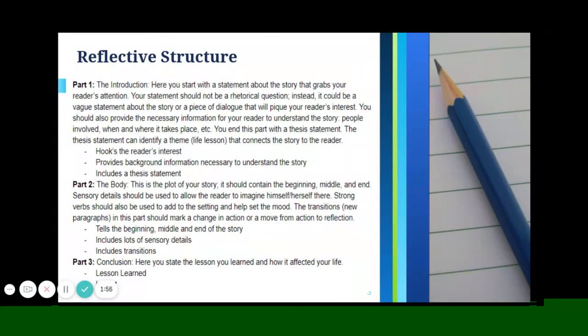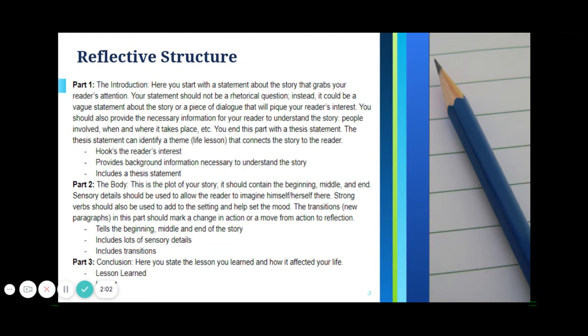The other structure that you can choose from is the reflective structure. This is 3 parts, just like narrative. However, instead of the 3 parts being the beginning, middle, and end, this is more formal in nature. This focuses more on the lesson that you learned.